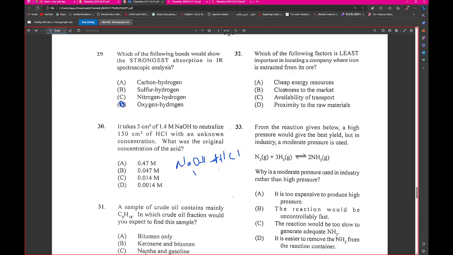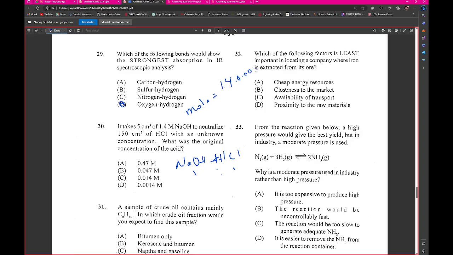It messed up. So 1:1 ratio, right? After we get the number of moles of sodium hydroxide, it should be the same number of moles of HCl, and all we do is divide that by the volume that we have. So what is going to be the working? What is the number of moles of NaOH? Moles is equal to what? Concentration times volume, so 1.4 times 0.005.